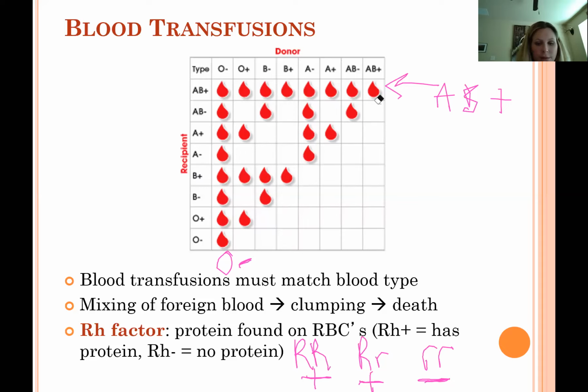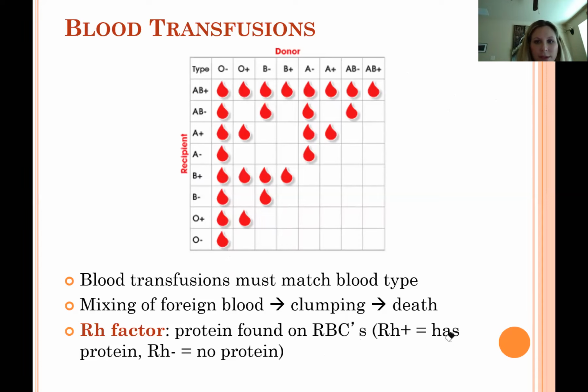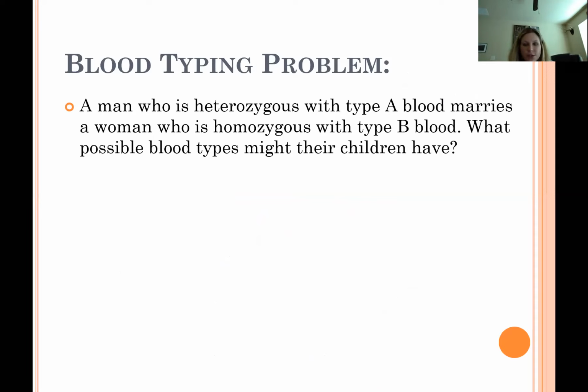Okay, I'm about to move on. I think this might be my last blood typing slide, so we'll do a problem. Okay. Here we go. We're not going to look at the worksheet right now. We're just going to do a problem.